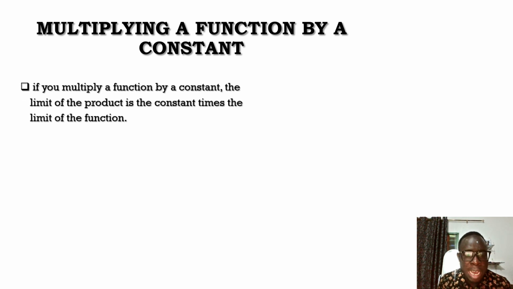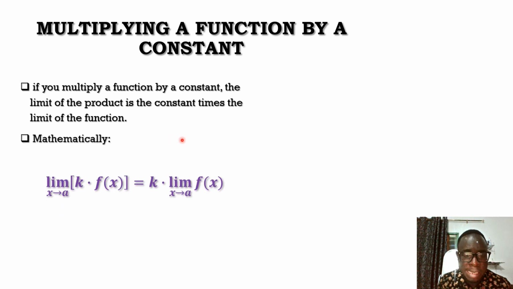Now let's move to the next section, which talks about multiplying a function by a constant. If you multiply a function by a constant, the limit of the product is the constant times the limit of the function. So that is the property, the rule when you multiply a constant by a function.